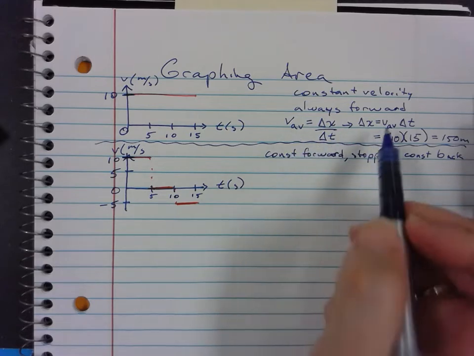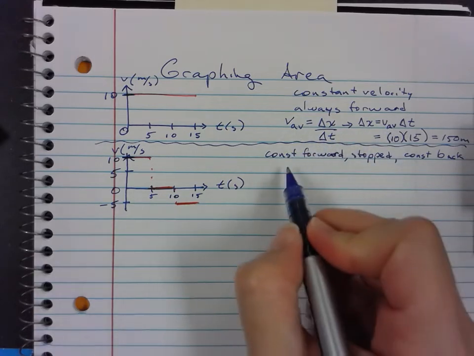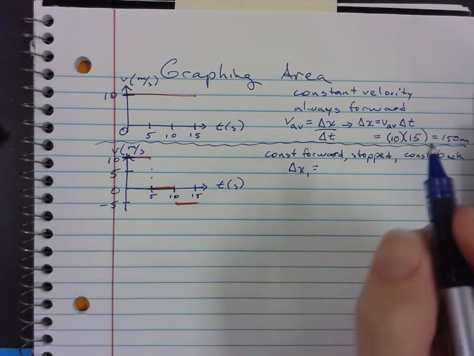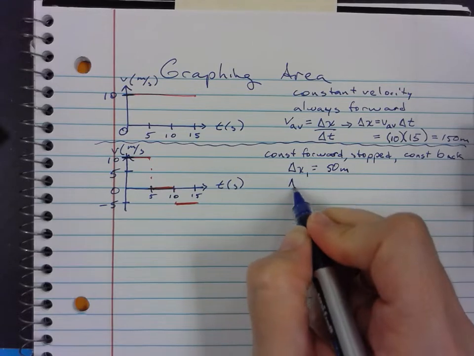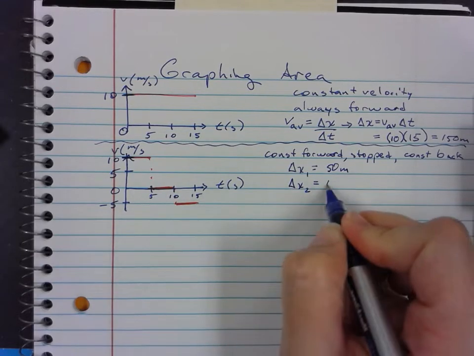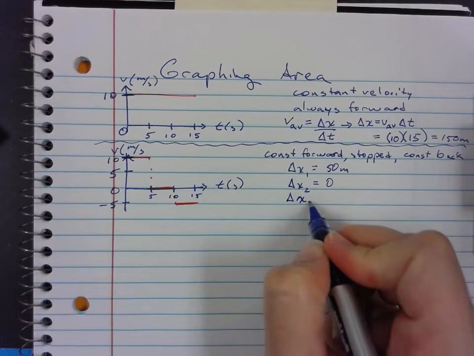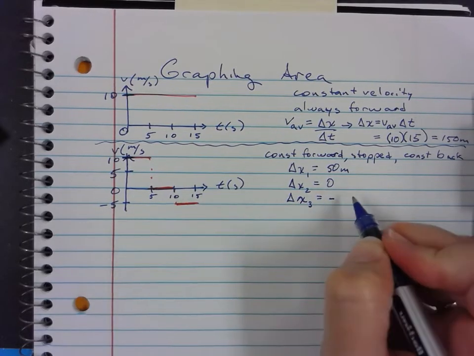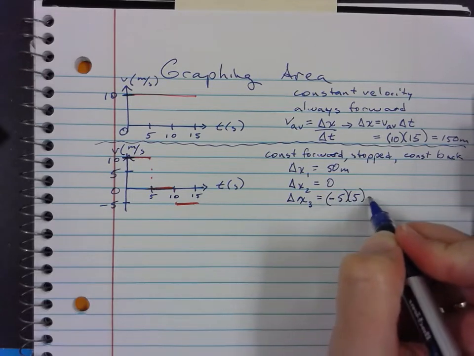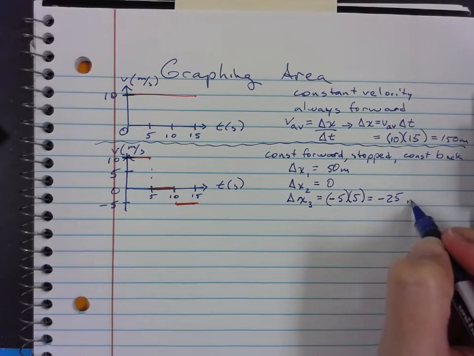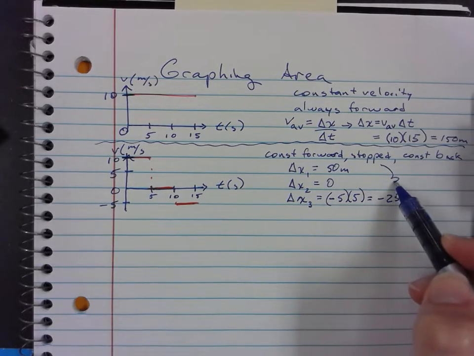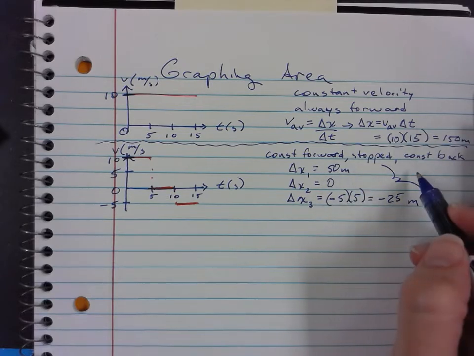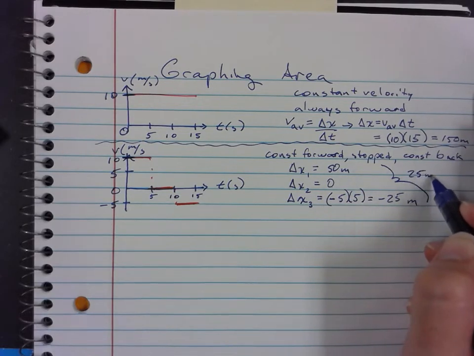I also want to look at what is the displacement. So we have 3 sections. In the first section, we go at 10 meters per second for 5 seconds, so that's 50 meters. Second displacement, 0, because you're stopped. And then third displacement, we go -5 for 5 seconds. So -5 times 5, I'll go ahead and write this one out, is -25 meters. So overall, this displacement, 50 plus 0 plus -25, is positive 25 meters.